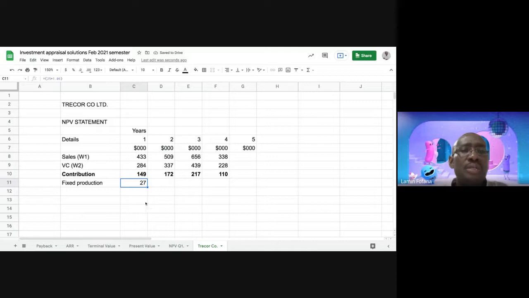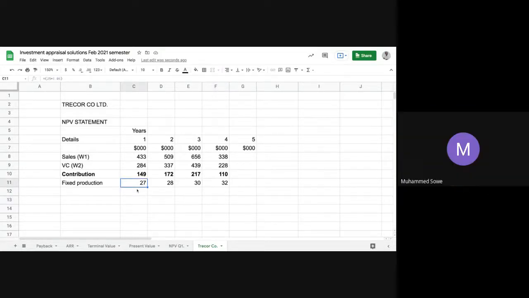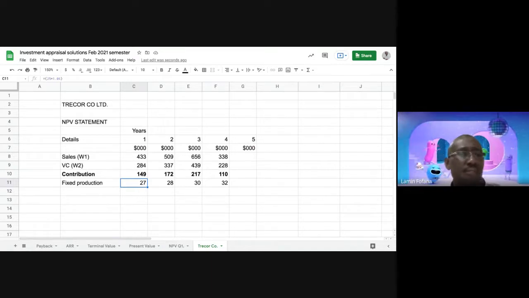So that will be 27 for the first year. For the second year, we take the previous year multiplied by bracket opens 1.06. We close the bracket, we enter, and we replicate. Is that clear, everybody? So you'll have 27, 28, 30, and 32. Correct? Correct, yes. Good.